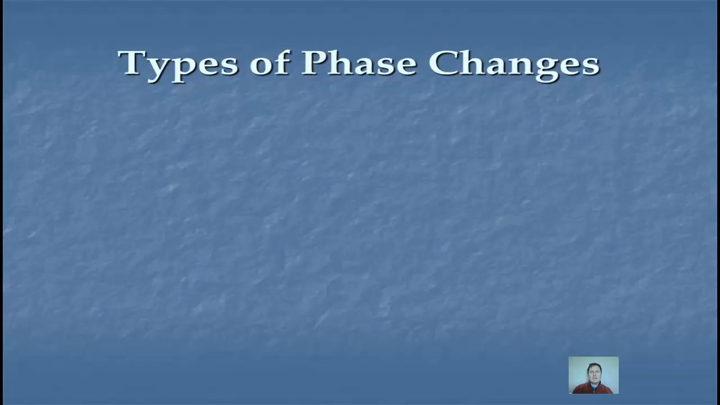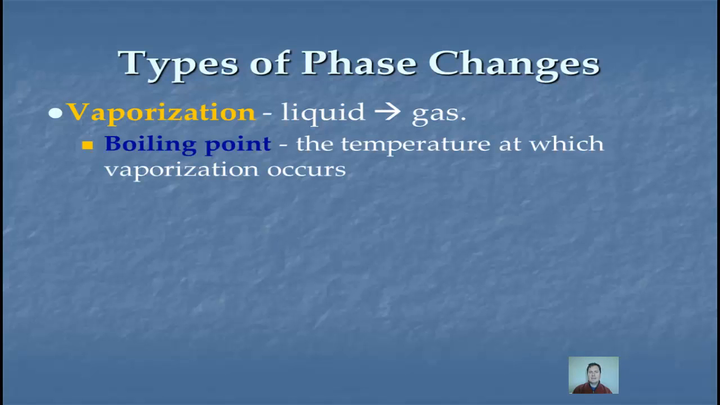Okay, so let's talk about a couple of basic types of phase changes. You're probably familiar with these already, but we're going to put some names to them. Vaporization. Think about something becoming a vapor. All it is, is a change of phase from liquid to gas. And this occurs at the boiling point, the temperature at which boiling occurs. Think about boiling water, right? What's happening when you're boiling water? You're taking it from a liquid to a gas.